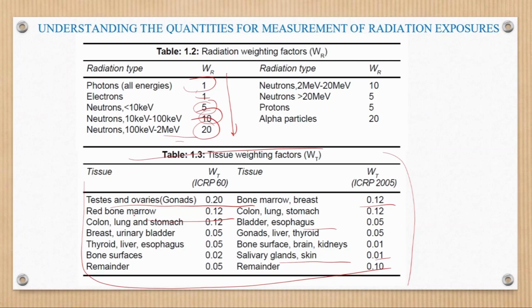So we can see that bone marrow, breast, intestine, or ovaries have the highest radiosensitivity, so the tissue weighting factor of these organs is highest. If these organs are receiving a dose and another organ is receiving a dose, the probability of effective dose to these organs is more, because the factor value is more.